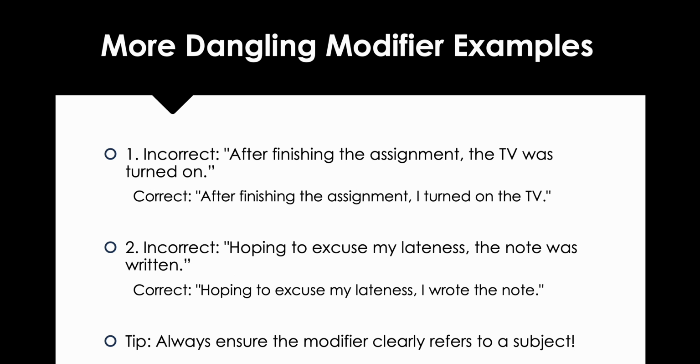More dangling modifier examples. Let's look at more examples of dangling modifiers. 1. Incorrect. After finishing the assignment, the TV was turned on. Correct. After finishing the assignment, I turned on the TV. 2. Incorrect. Hoping to excuse my lateness, the note was written. Correct. Hoping to excuse my lateness, I wrote the note. Tip: Always ensure the modifier clearly refers to a subject.